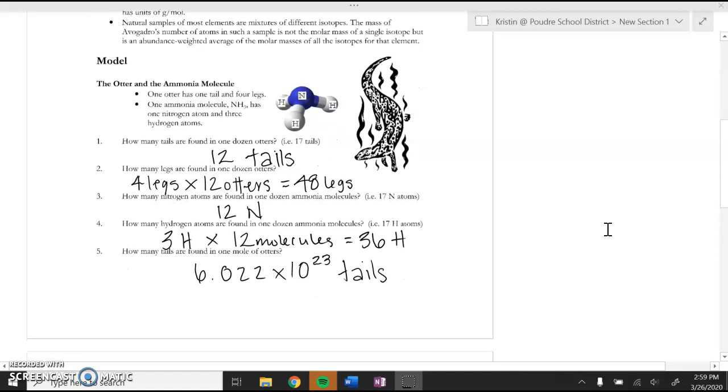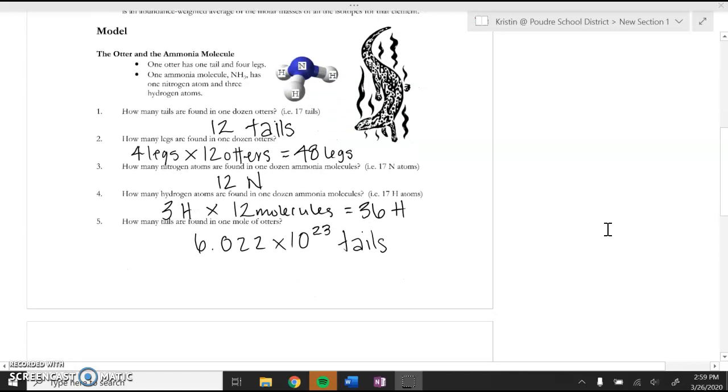So our first model is looking at otters, which are my favorite animal, but I'm not allowed to have a pet otter, so I just had to settle for these two dumb dogs, but they're pretty cute.